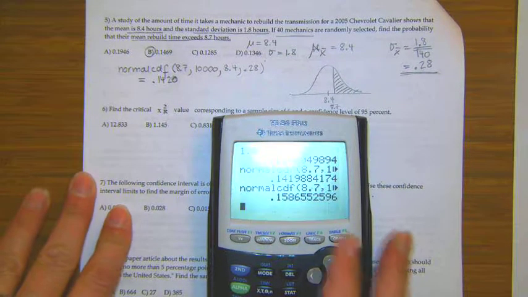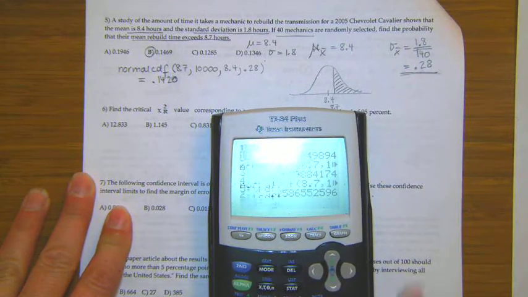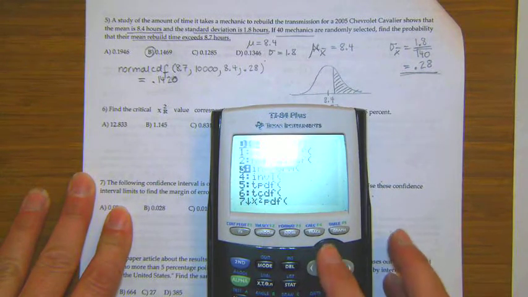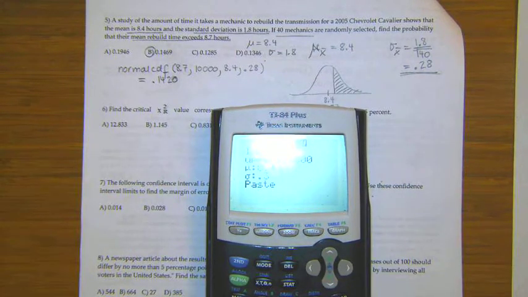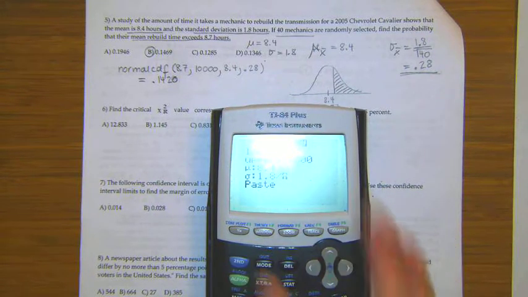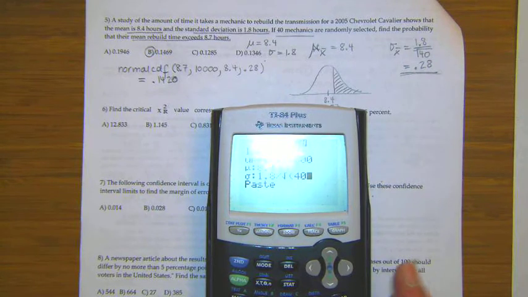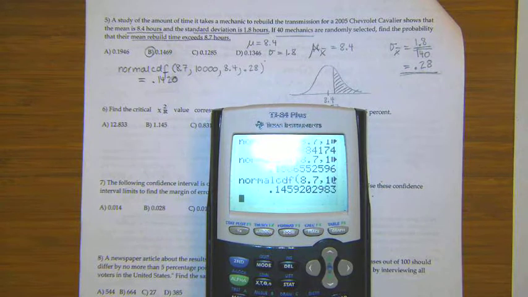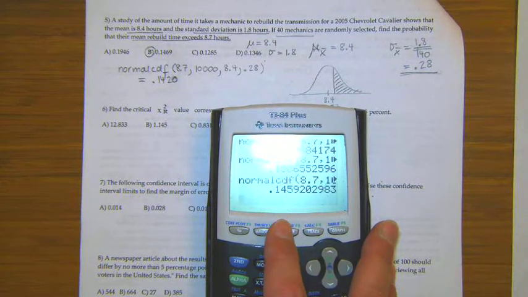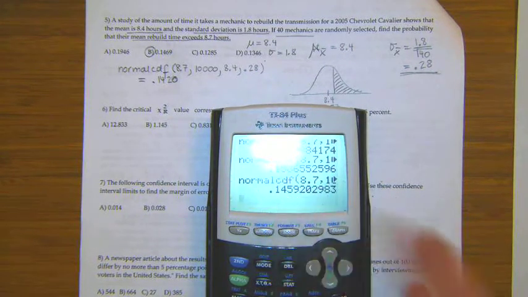So in fact, we could even go normal CDF over here. Let's look at what happens when we do this. Instead of putting a rounded value for sigma, we can actually put in 1.8 divided by the square root of 40. Let's see what it gives us this time. So then we're not rounding until the very last step, and now it's 1.459. So we're getting even closer to the actual answer over here.